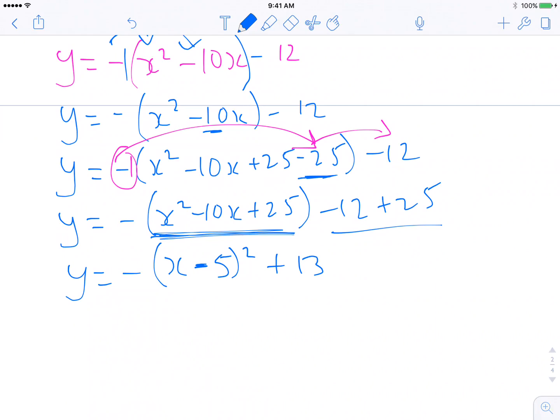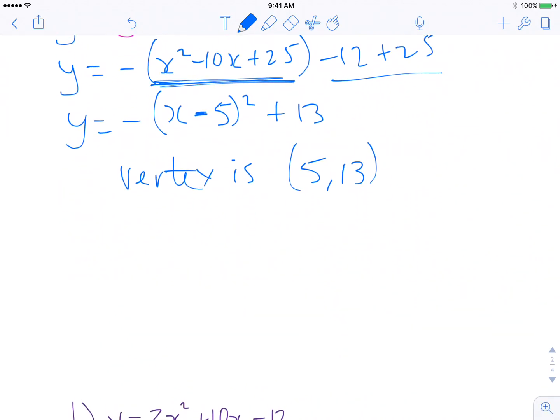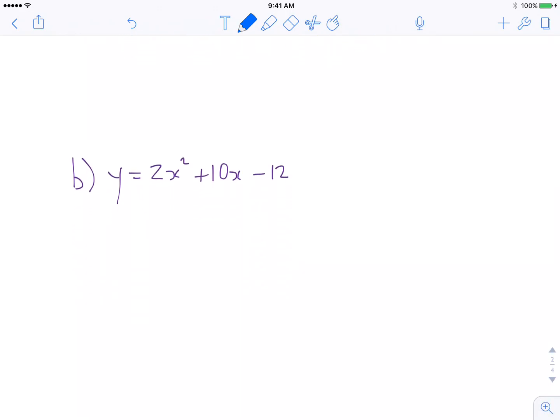And so we know the vertex is (5, 13). We also know the parabola opens downward. That's pretty obvious because there's a negative a value. It has not been stretched or compressed because it is a negative 1, right? All right, let's take a look at this one.